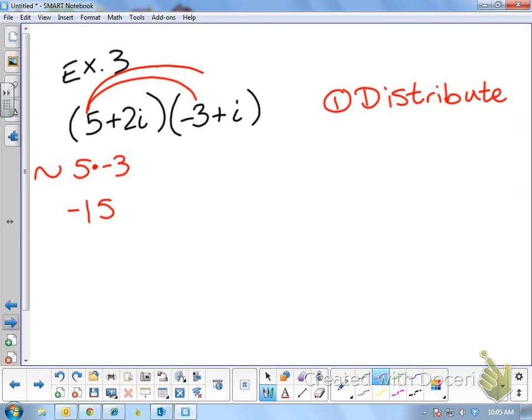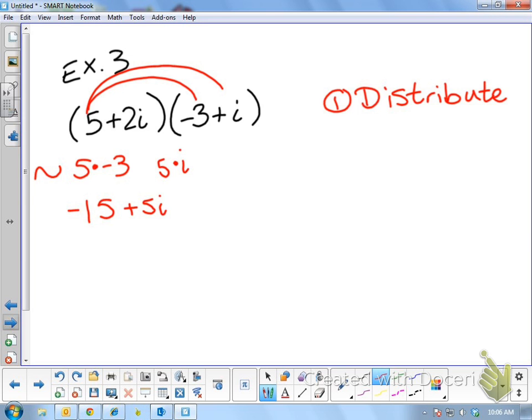Then we have 5 times i. What happens when you multiply a number by a variable? 5i. You just write them next to each other. So positive, so plus 5i.